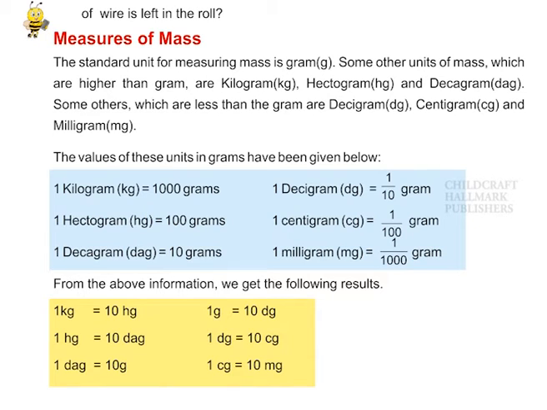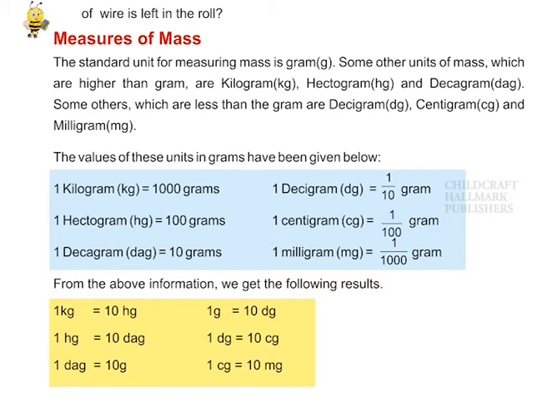1 kilogram is equal to 1000 grams. 1 hectogram is equal to 100 grams. 1 decagram is equal to 10 grams. 1 decigram is equal to 1 by 10 gram. 1 centigram is equal to 1 by 100 gram. 1 milligram is equal to 1 by 1000 gram.